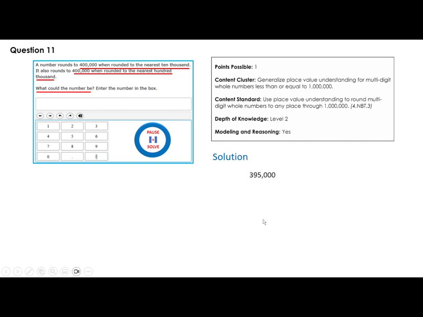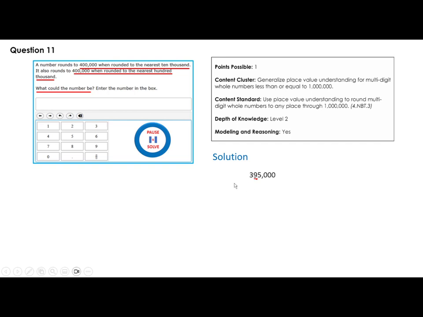This 395,000 would do the job, right? If you round this to the nearest 10,000, so that's 1, 10, 100,000, 10,000. If you round it to this place here, you look at this number here, it is more than 4. It's 5, 6, 7, 8, 9. So this is gone, and you add 1 to this and it becomes 40.